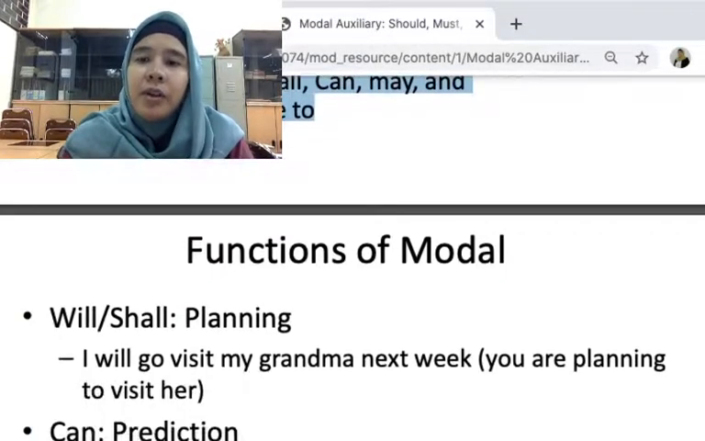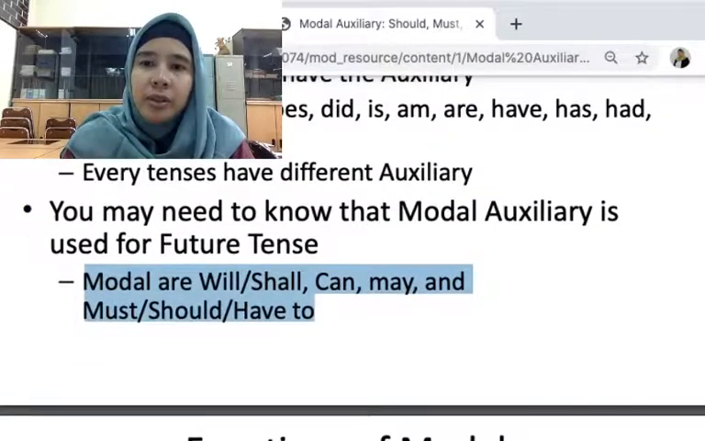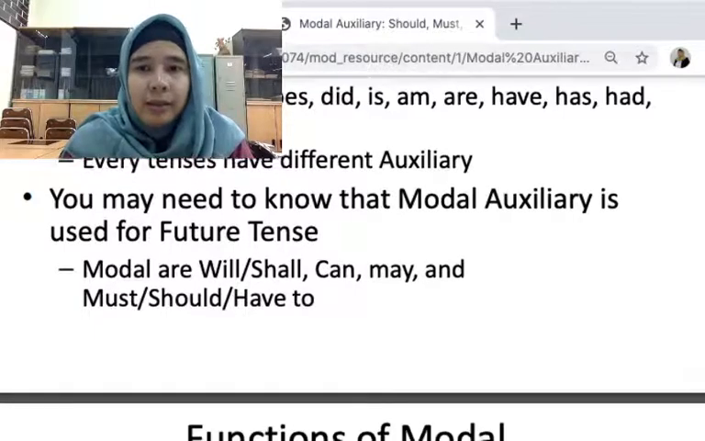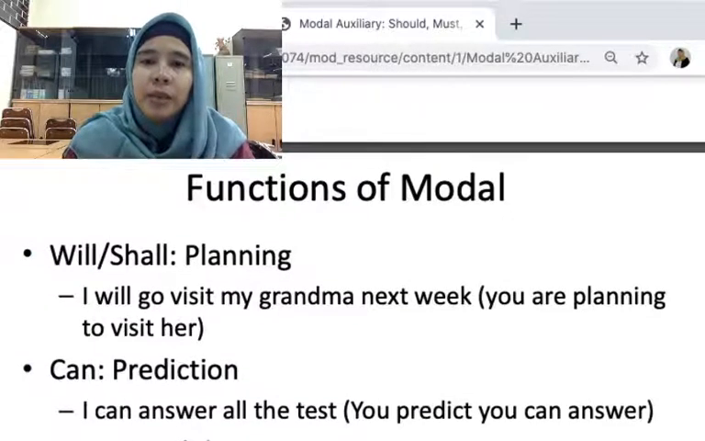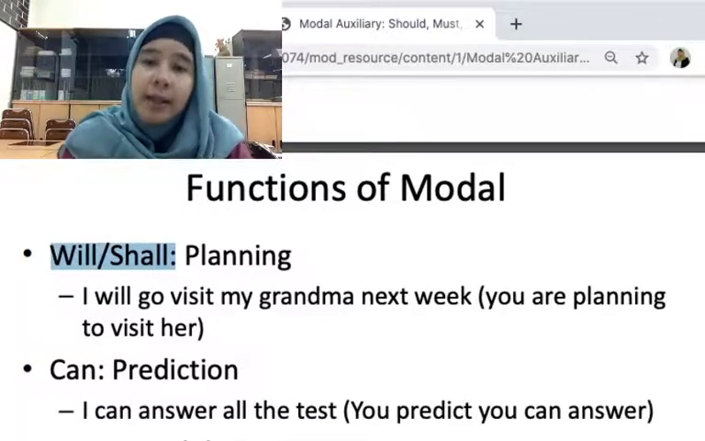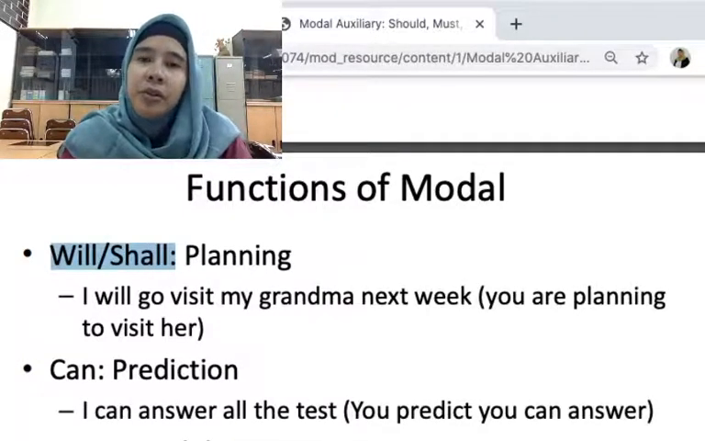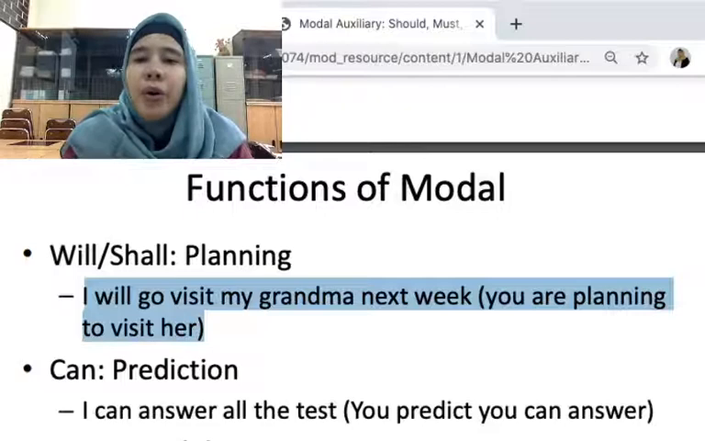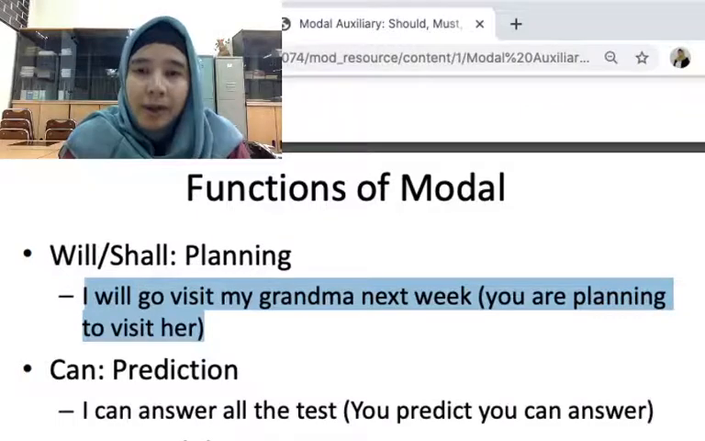Okay, so the functions of modals: I have already told you that will, shall, can, may, must, should, and have to have different meanings. It means they also have different functions and contexts. As you can see, will and shall, which means akan, are usually used for planning. It means if you are planning to do something, you might want to use will or shall. This is an example of a will sentence: I will go visit my grandma next week. It means you are planning to visit your grandma next week.